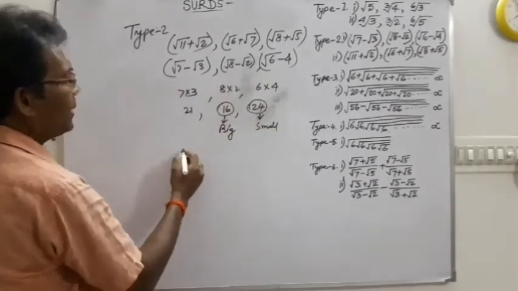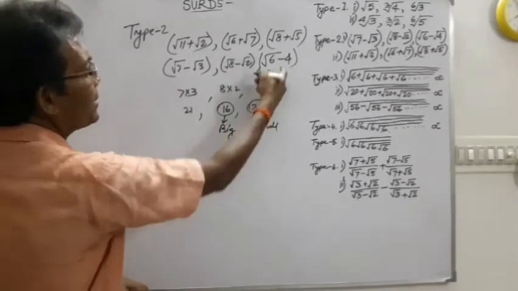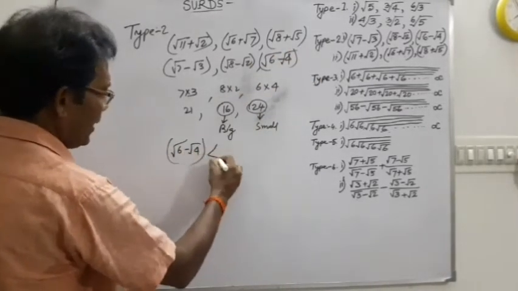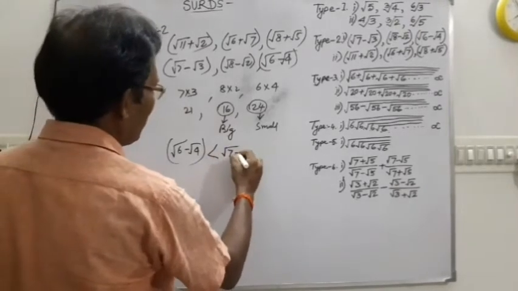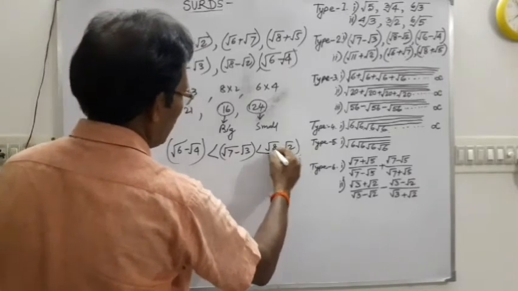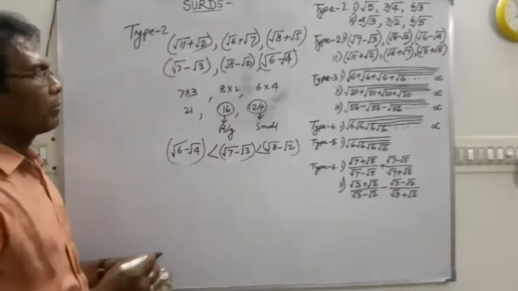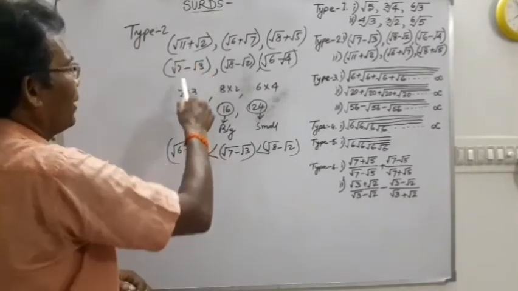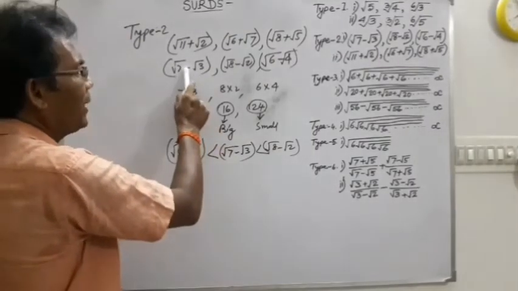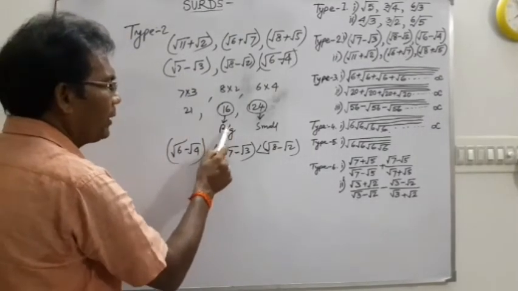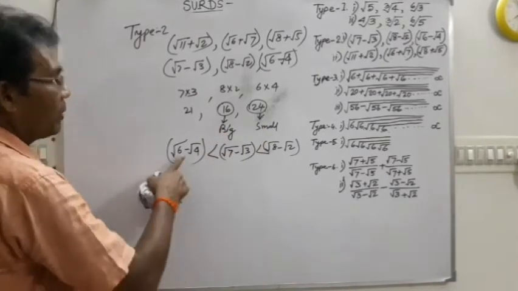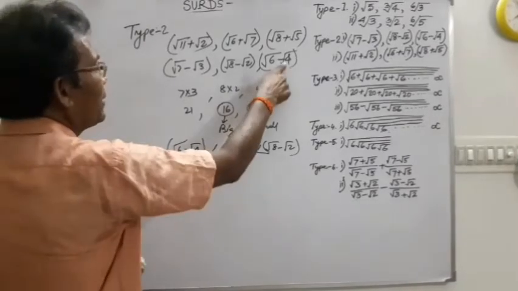So the ascending order is root 6 minus root 4 less than root 7 minus root 3 less than root 8 minus root 2. This is the tricky method. In case of plus, the big amount will be the bigger and the small amount will be the smaller. But in case of minus, the small amount will be the bigger and the big amount will be the smaller. So the ascending order is this, this and this.